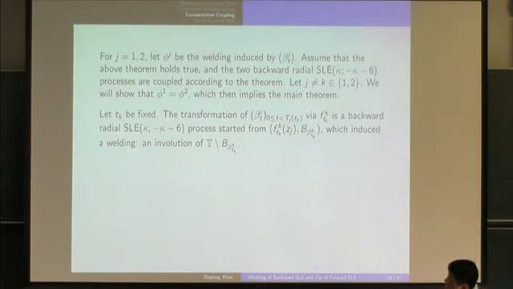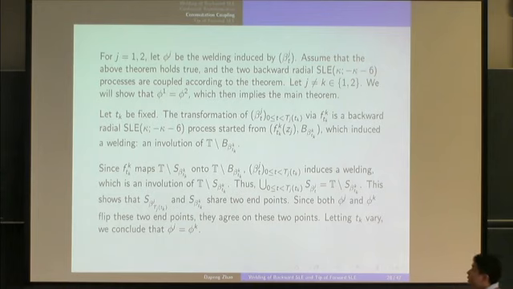Now let Tk be fixed. The transformation of beta_jt up to the stopping time Tj of Tk via F_kTk is a backward radial SLE kappa minus 6 process, starting from F_kTk of Zj, B of beta_kTk, which induces a welding. This welding is an involution of the whole unit circle with two fixed points. The B of beta_kTk is one fixed point, so we can also view it as an involution of the circle without B of beta_kTk.